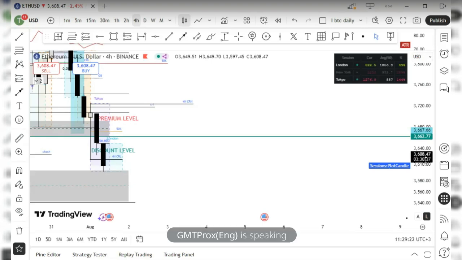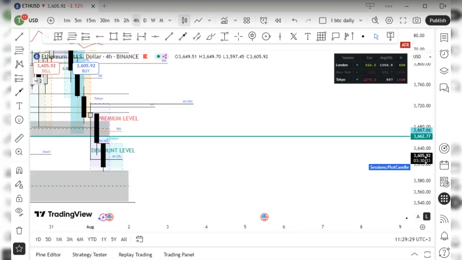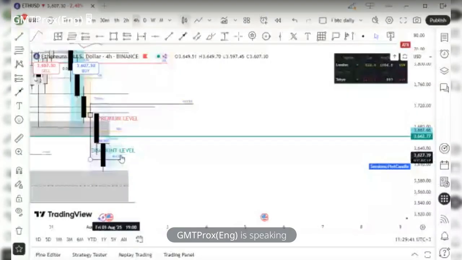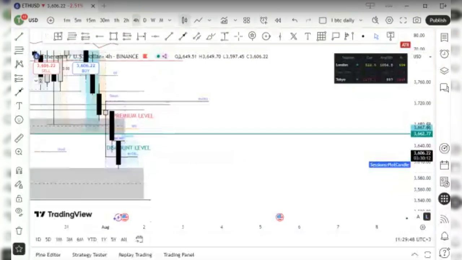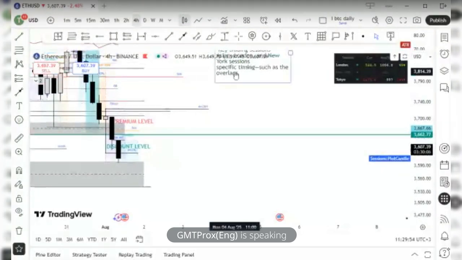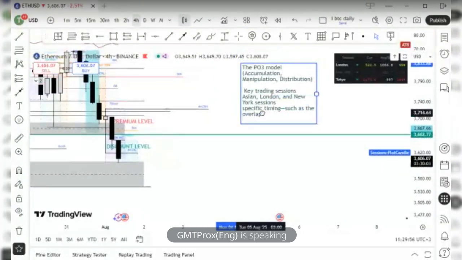It will be 15. Now 15, that's New York session. So the New York session will now give us a distribution. So we will do everything on where? On our New York session, guys. Okay, on the New York session, that's where we will be doing our what?